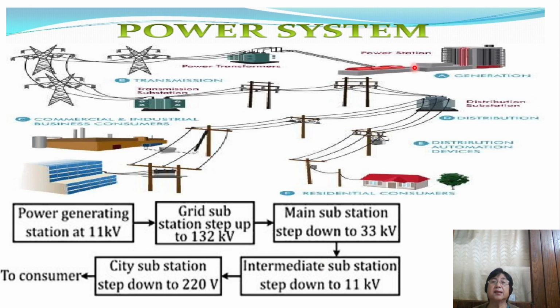Okay, so this is the generating power station. Then from here it will be stepped up to 132 kilovolts. Over here it will be generated only at 11 kilovolts. Then it will be transmitted into this station where it will be stepped up to 132 kilovolts, and with that, it will be sent through the high tension wires to the destination.